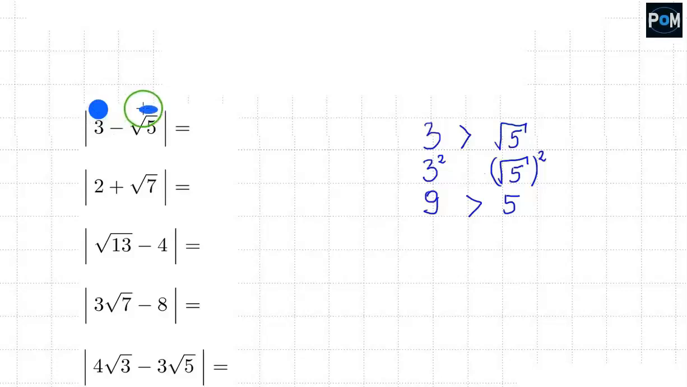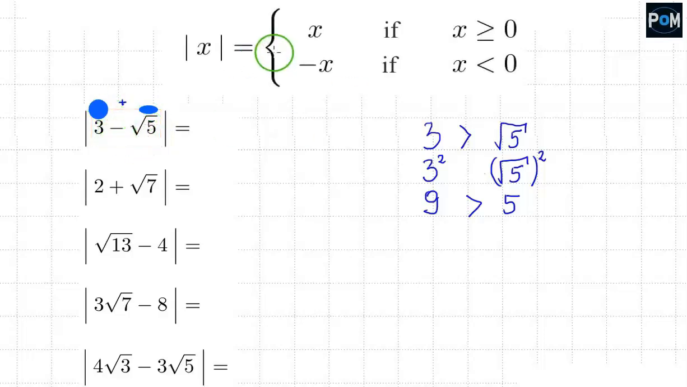So I subtract a large number minus a small number. The result of this operation will definitely be positive. If I subtract a smaller number from a larger number, I will definitely not go below 0. I already know that inside this absolute value, I have something positive.